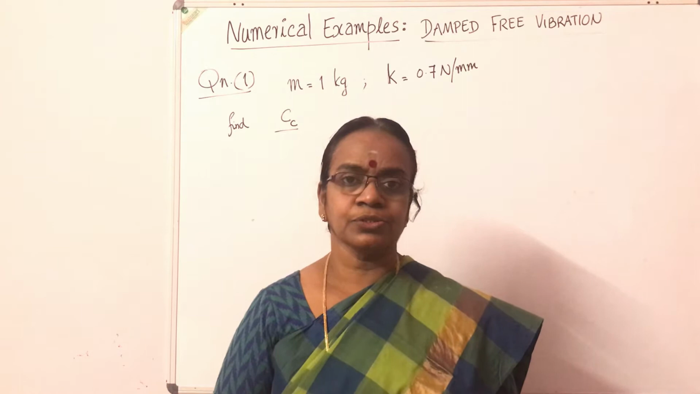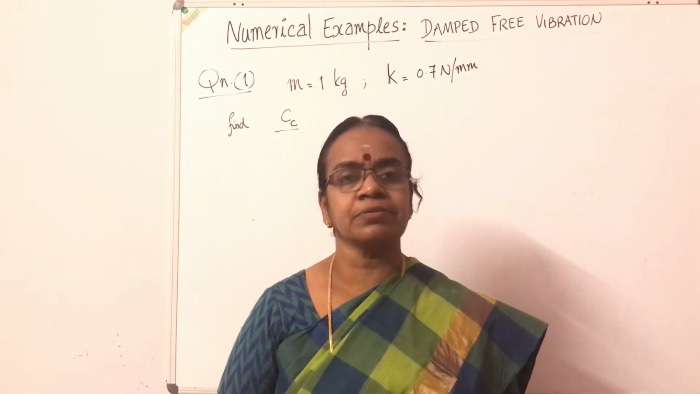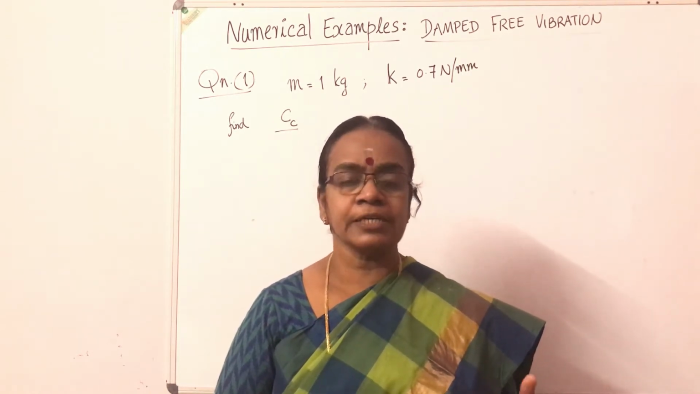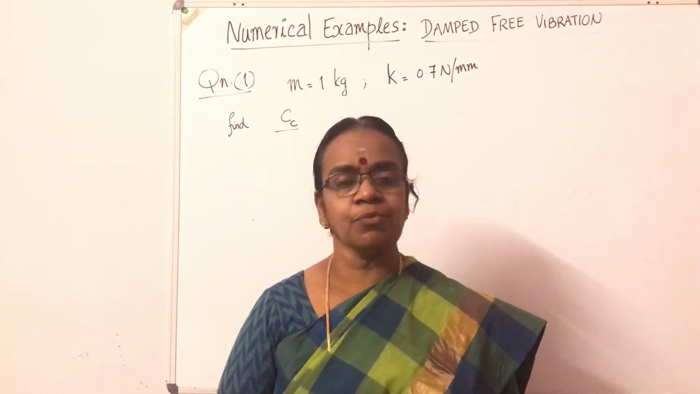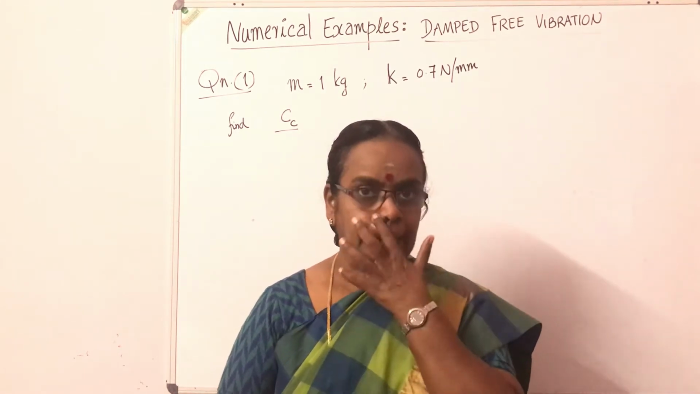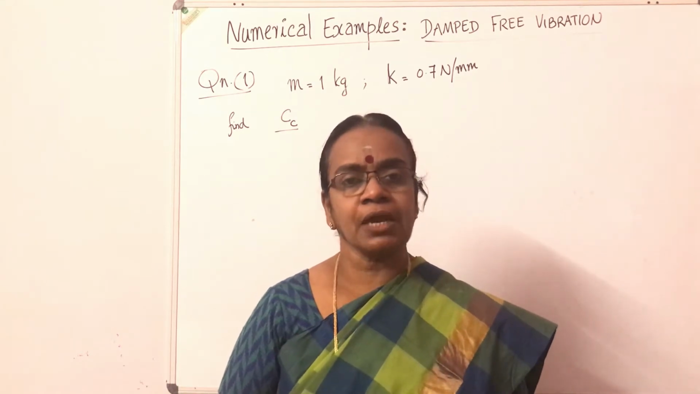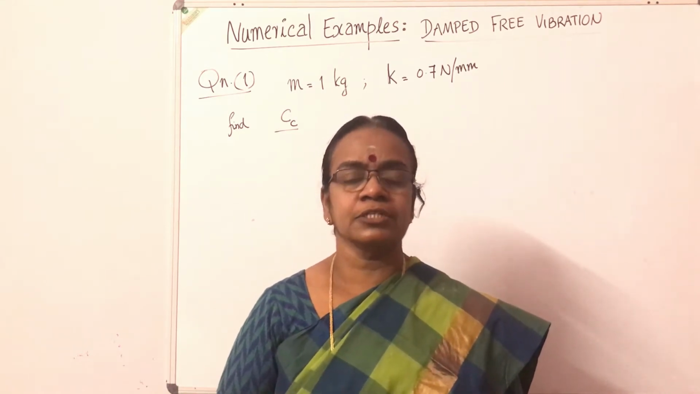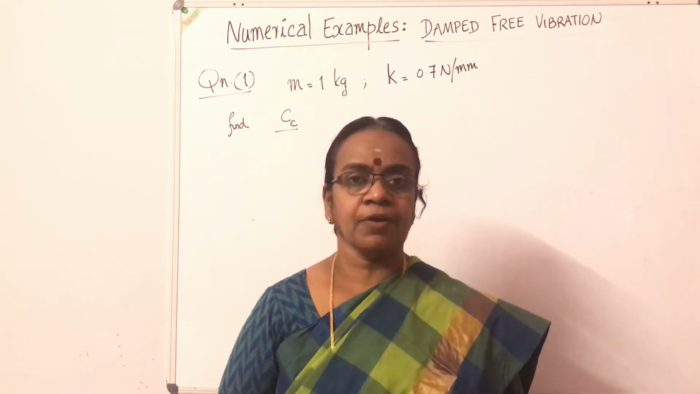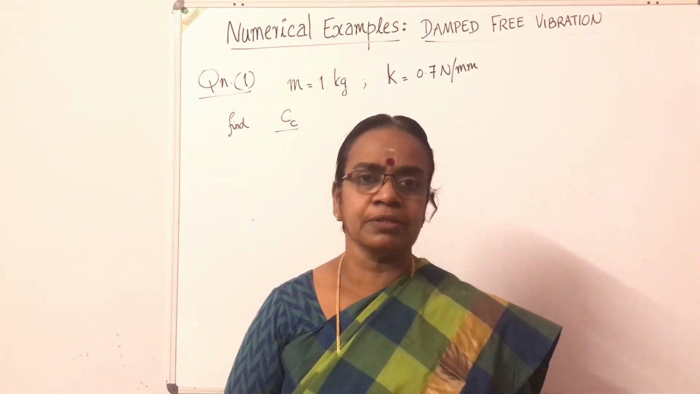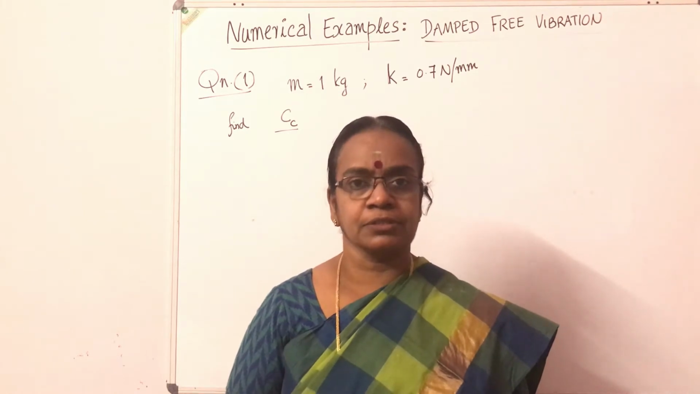When the damping ratio psi is equal to 1, it is a critically damped system. If the damping ratio is greater than 1, it is called an overdamped system. And if the damping ratio is less than 1, it is an underdamped system. For these three different cases, we have derived the equations for the displacement response. Now we will deal with numerical examples based on this.